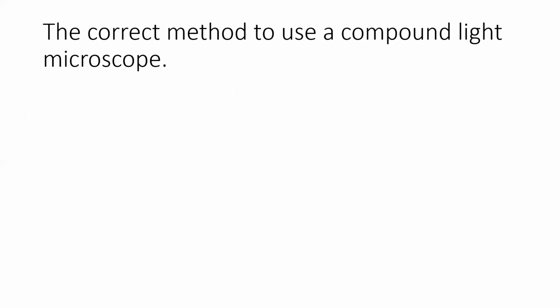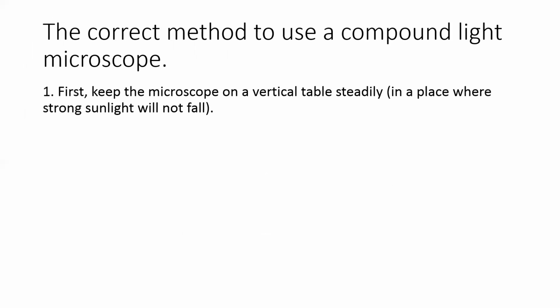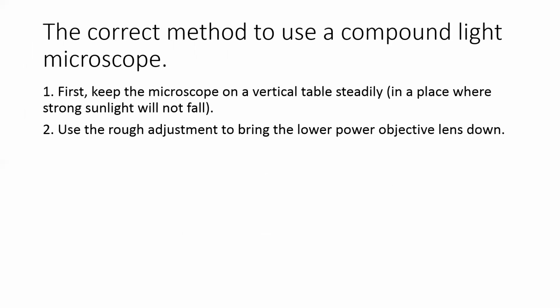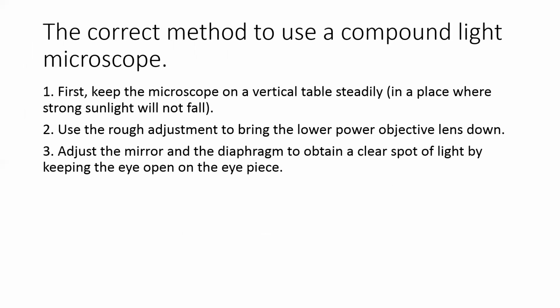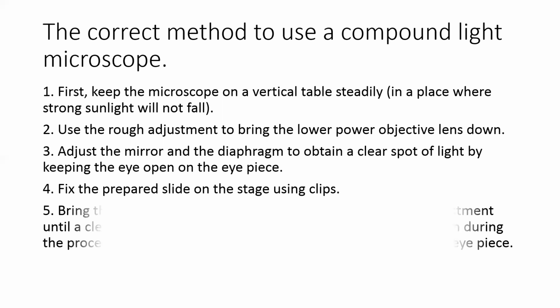The correct method to use a microscope: first, keep the microscope on a vertical table steadily in a place where strong sunlight will not fall. Use the rough adjustment to bring the lower power objective lens down. Adjust the mirror and the diaphragm to obtain a clear spot of light by keeping the eye open on the eyepiece. Fix the prepared slide on the stage using clips.